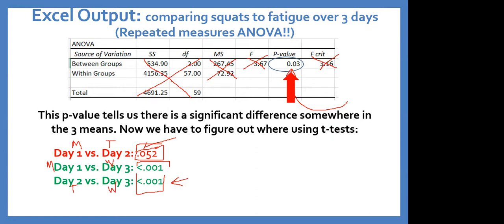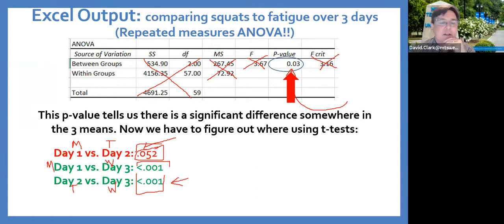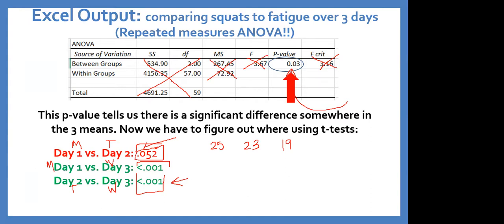Think of it this way. Listen, guys, listen. If the average for squats to fatigue on day 1 was 25, and on day 2 it was 23, and on day 3 it was 19. Even though this number is less, it's not significantly less. So you can't compare those averages, Anna, because it could just be because of randomness. Does that make sense?